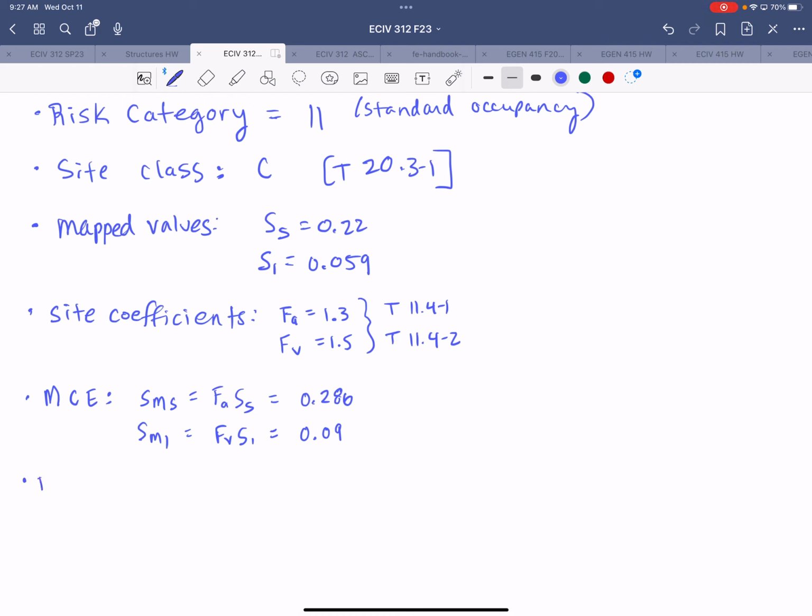And then we can calculate the design earthquake. So SD1, or I'll keep it in order, SDS is going to be 2/3 of SMS. So that's going to be 0.191. And SD1 is 2/3 of SM1. And that will be 0.06.